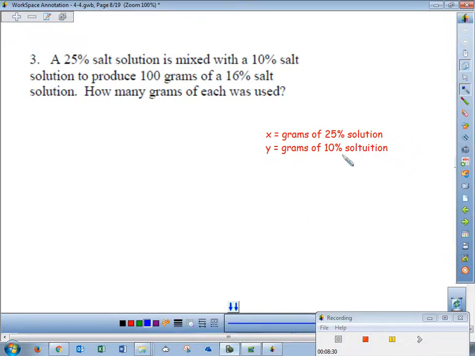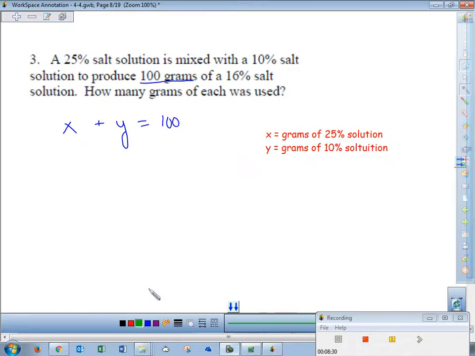And now let's write two equations. So again, it's so easy that it's hard. They're mixing 100 grams together. Well, how many grams of the 25% solution did they mix together? X. And how many grams of the 10%? Y. That should add up to be 100 grams. Right? X plus Y equals 100.